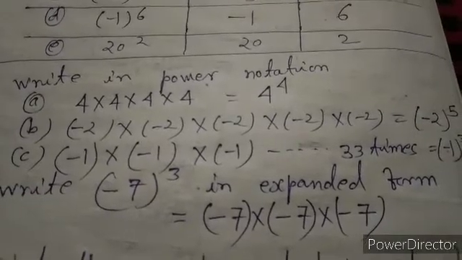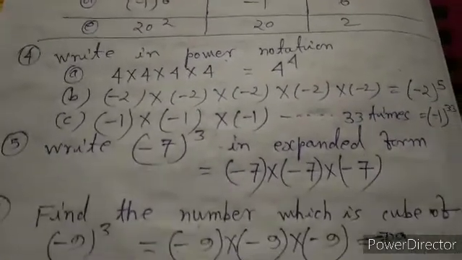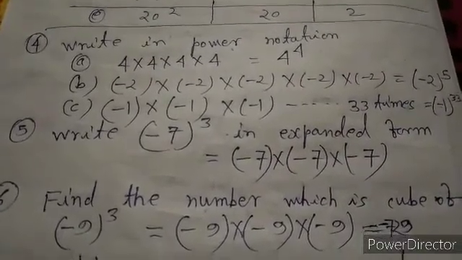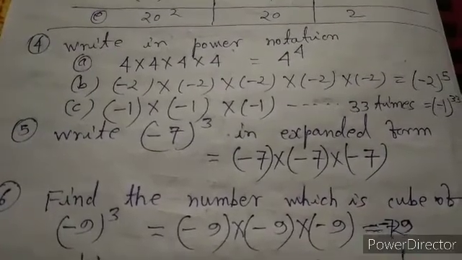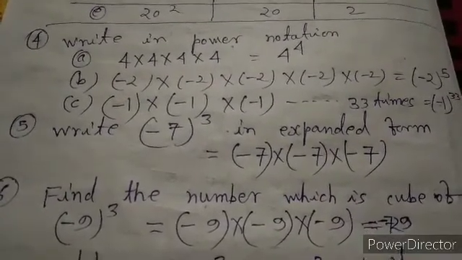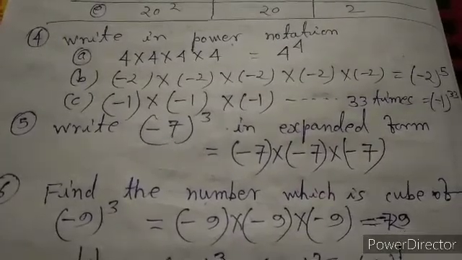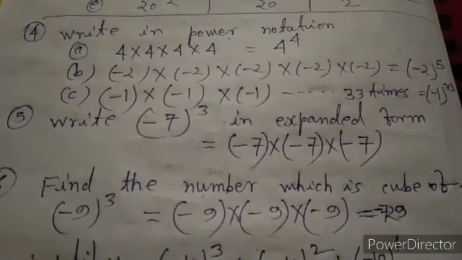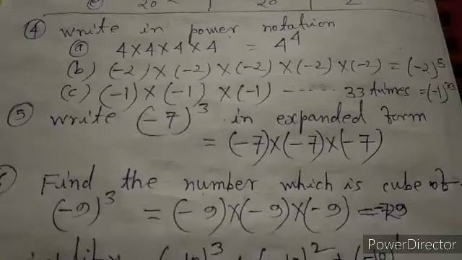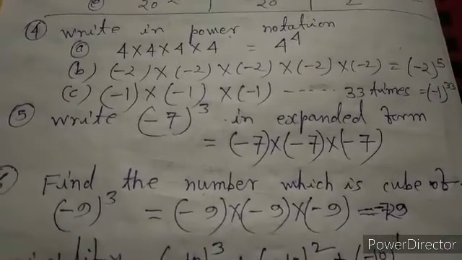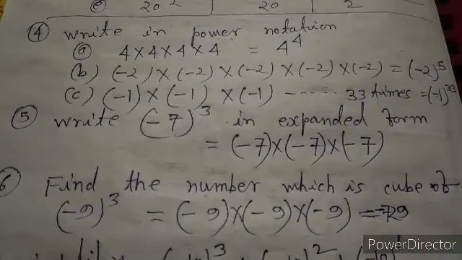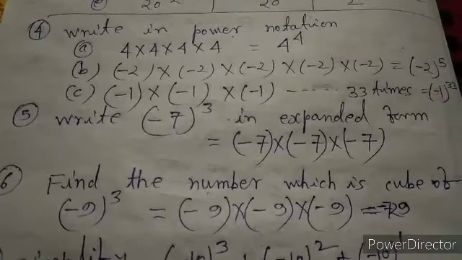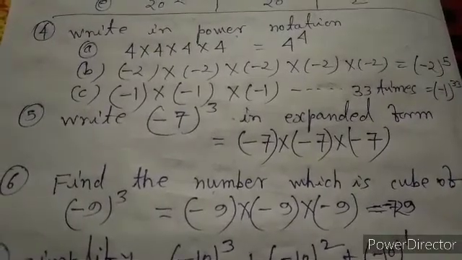In question B, minus 2 is multiplied 5 times, so it can be written as minus 2 to the power 5. In question C, minus 1 is multiplied up to 33 times, so it can be written as minus 1 to the power 33. In question 5, write minus 7 whole cube in expanded form. So this can be written as minus 7 into minus 7 into minus 7. As here the power is 3, it is multiplied 3 times.